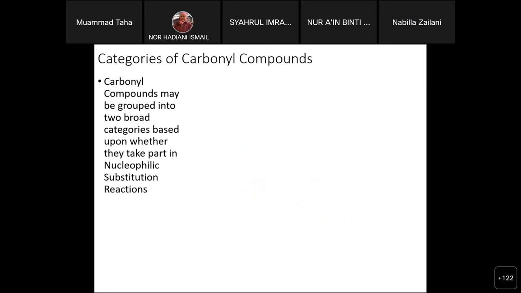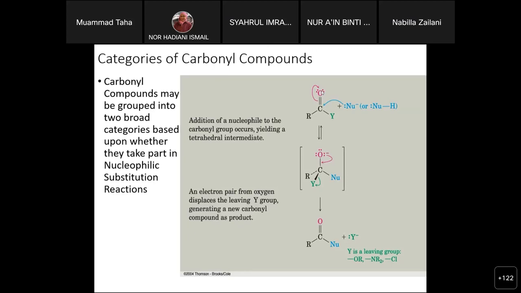Carbonyl compounds may be grouped into two broad categories based upon whether they take part in nucleophilic substitution reactions. Actually, what happens in nucleophilic substitution reactions is that the nucleophile attacks the carbonyl group, and the carbon-oxygen double bond is broken. In the red color you can see the double bond going up, and the oxygen becomes negatively charged. The new nucleophile is added to the carbon, then the Y becomes a leaving group, and the double bond comes back again. So it means the carbonyl acyl group breaks and regenerates its form, leaving the other group.